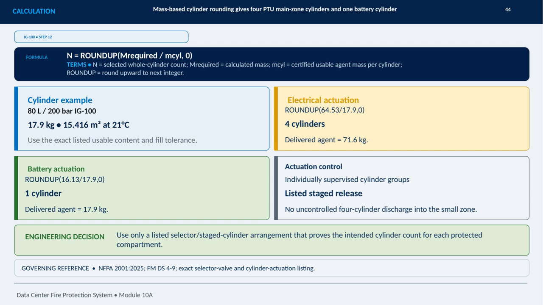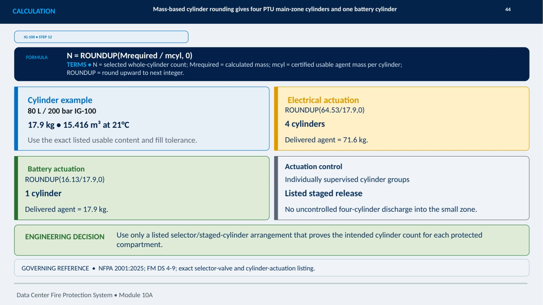The battery actuation case is much smaller. Its requirement is 16.13 kilograms, which still rounds up to 1 complete cylinder, delivering 17.9 kilograms. The important point is that the exact listed usable content and fill tolerance must be used, rather than an assumed value. Control is equally important.